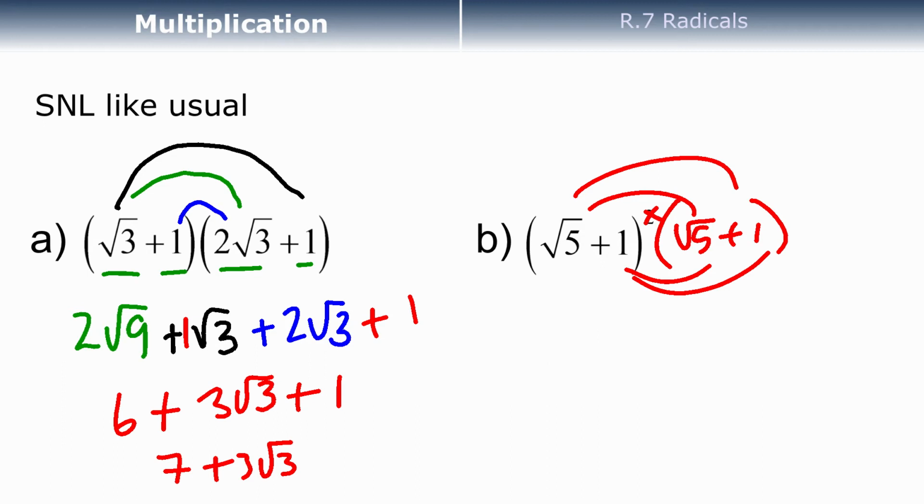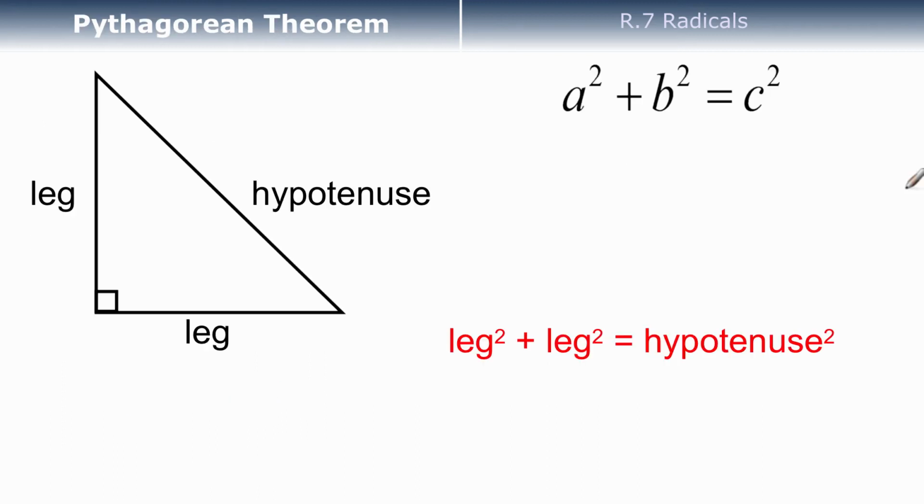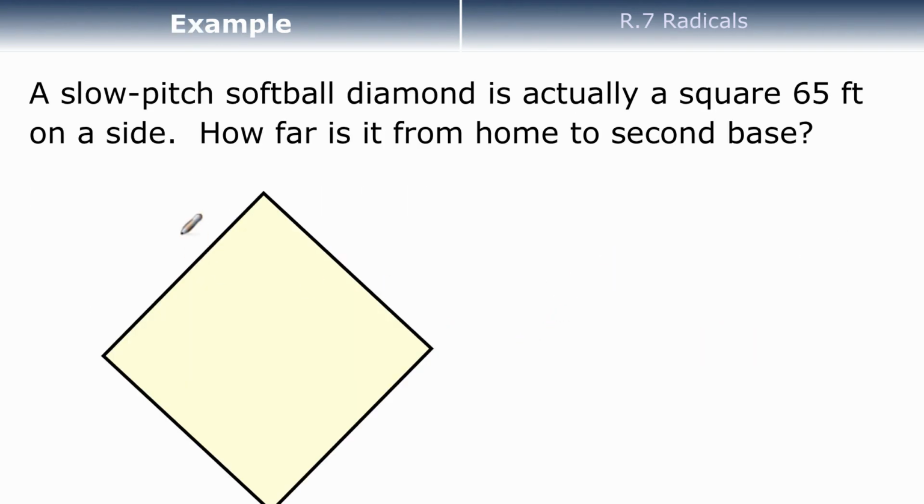Now one application of using square roots happens when you're using the Pythagorean theorem, where you have a hypotenuse and 2 legs and you have a right angle, and the relationship is you square one of the legs, add the square of the other leg, and that has to equal the square of the hypotenuse. When you're solving for any one of these, typically you're going to have to take a square root. Here's an example of one.